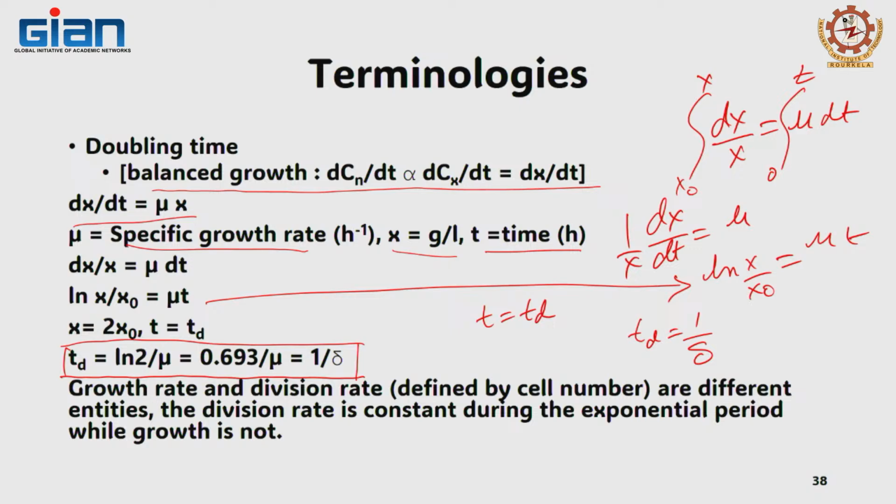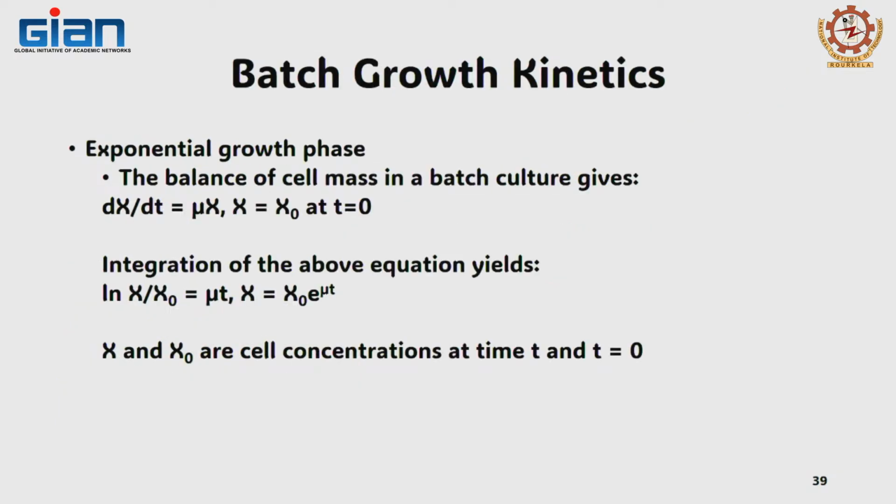So, growth rate and the division rate defined by the cell numbers are different entities. The division rate is constant during the exponential period, while growth is not. This is the most important concept that you have to take into account. Division rate is constant during the exponential period, while the growth is not.